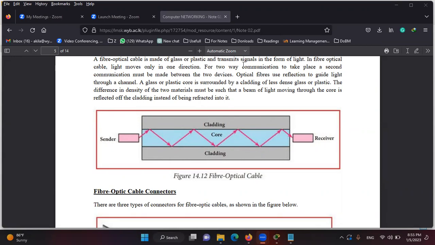Now children, fiber optic cables can transmit data at a very high speed and they can transmit more data at a time. So we call that the bandwidth.